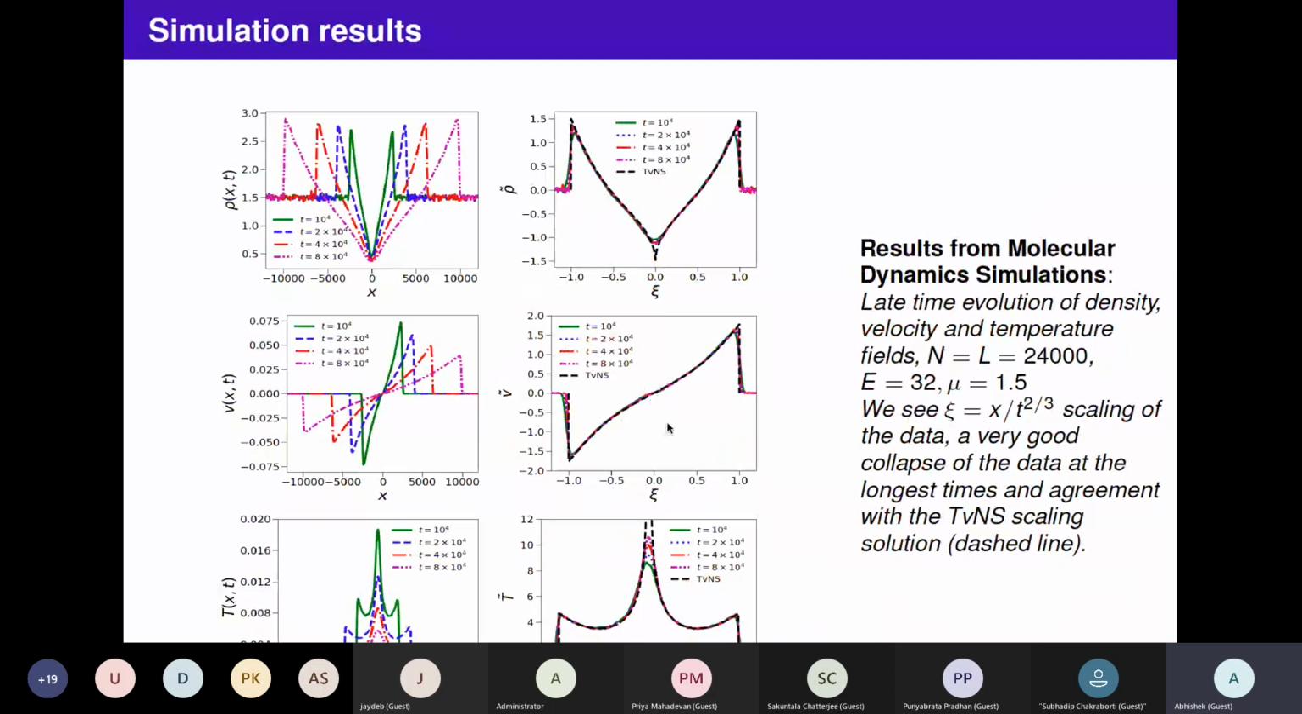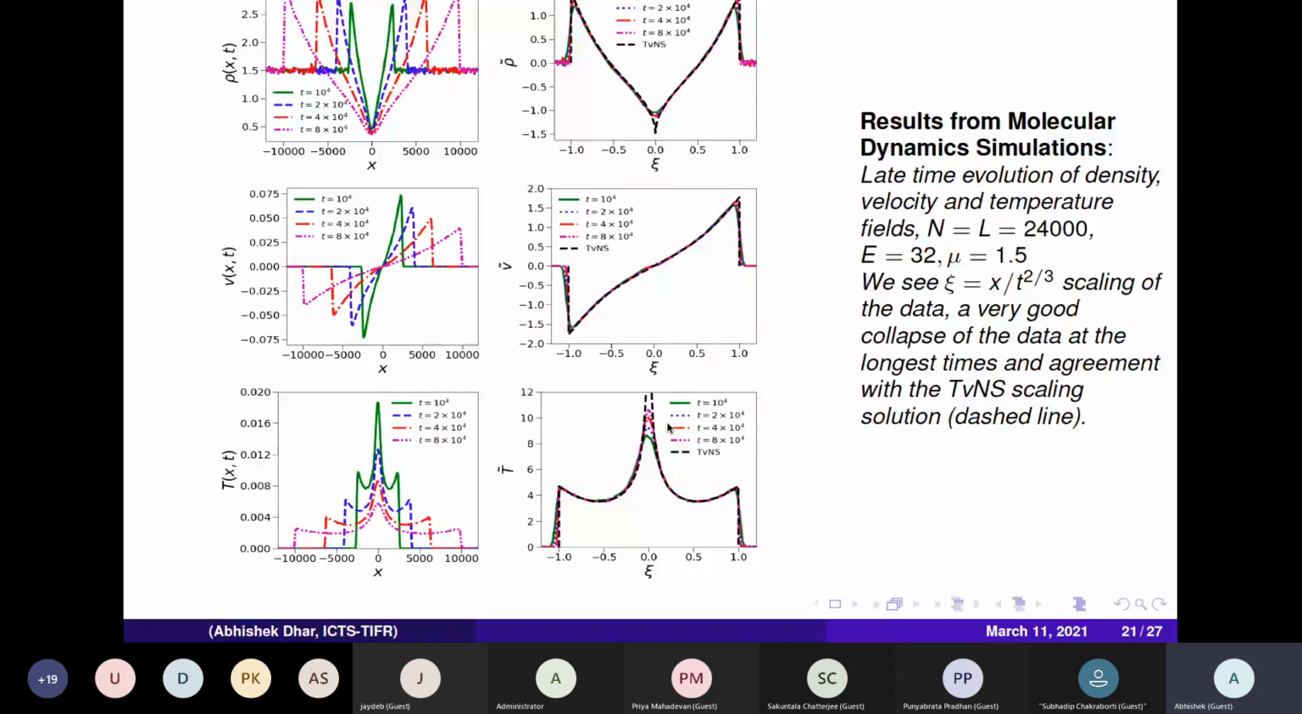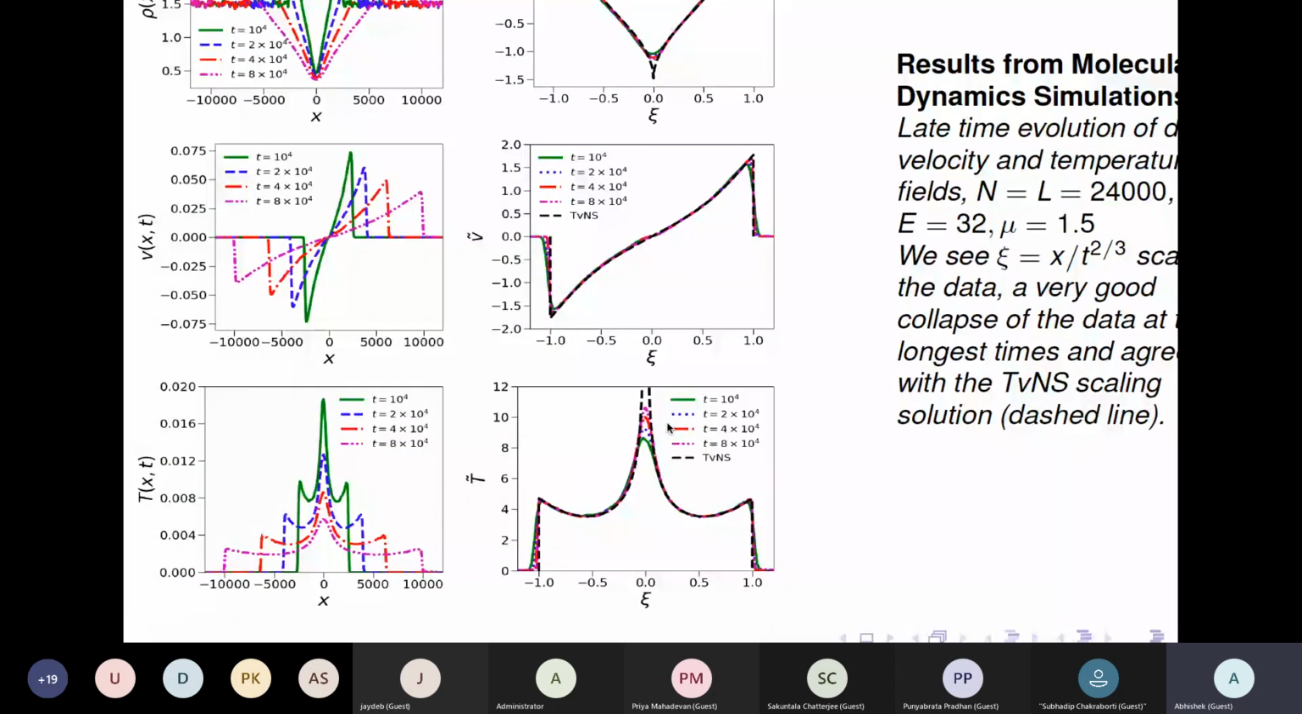If you look at the temperature, what you can see is that the dashed line here is the exact solution from theory, and the simulations, this green is at an earlier time, and as you go to later times, you can see that both at the shock front and at the center, it seems to get better, right? It approaches the analytic result more and more at larger times. So we expect the scaling solution to be good at large times, and we can see this.